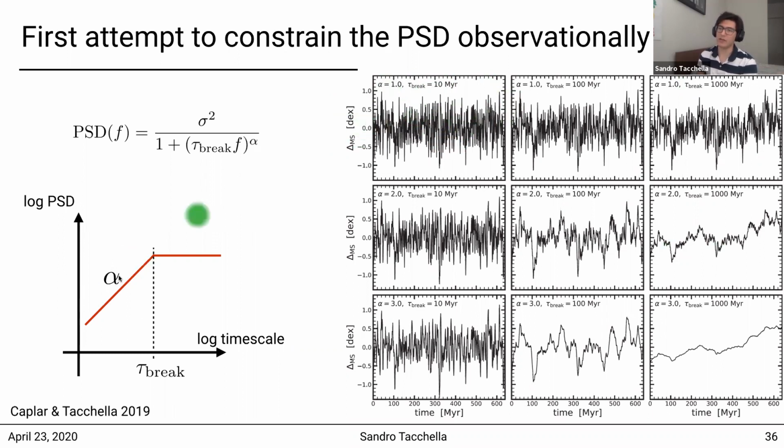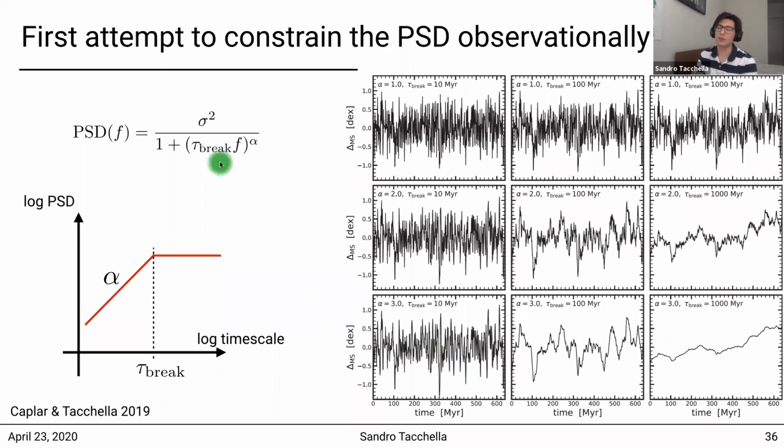And then when we increase the slope, we make it steeper, or we move the break to longer time scales, you can see that the star formation histories are overall smoother. And so how can we go now and measure this? As I said, we cannot, unfortunately, follow individual galaxies and construct these nice star formation histories. So what we need to do is look at an ensemble of galaxies. And so that's why we look at the scatter of the star forming main sequence.